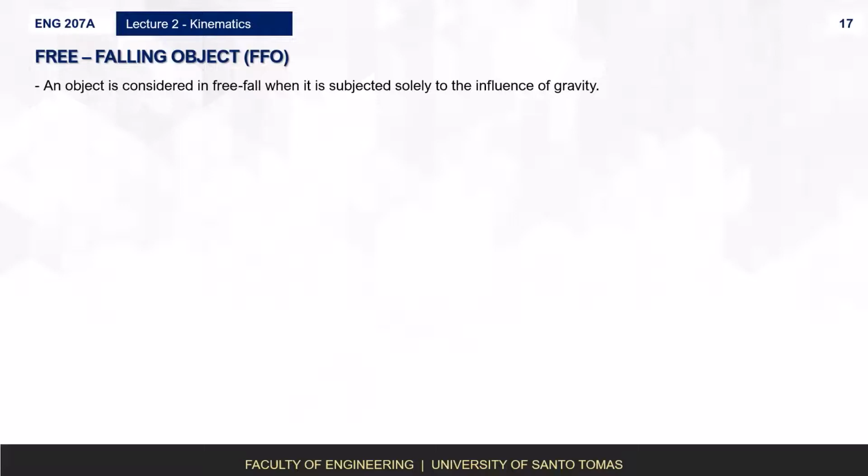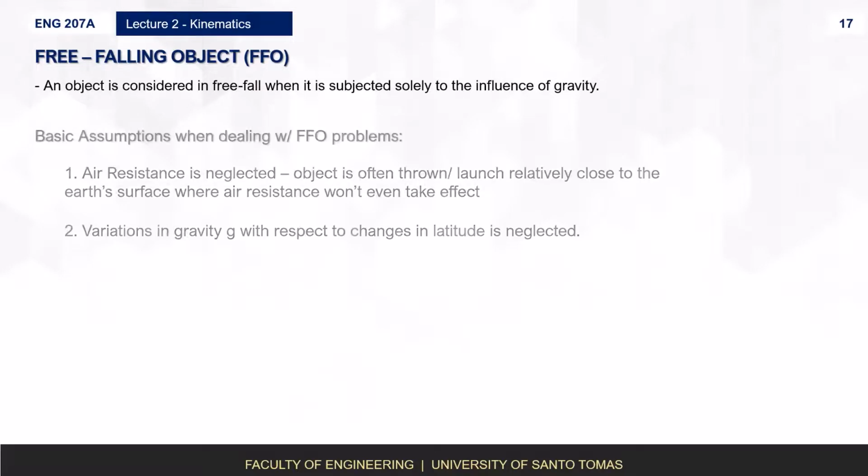When working such problems, we assume the following. Number one, air resistance is neglected because the object is often thrown or launched relatively close to the Earth's surface, where air resistance won't take effect. And number two, variations of gravity g with respect to changes in latitude are neglected for the same reason as number one.